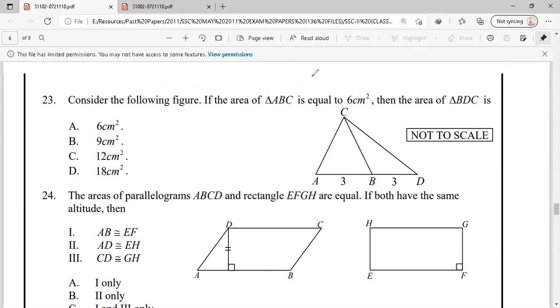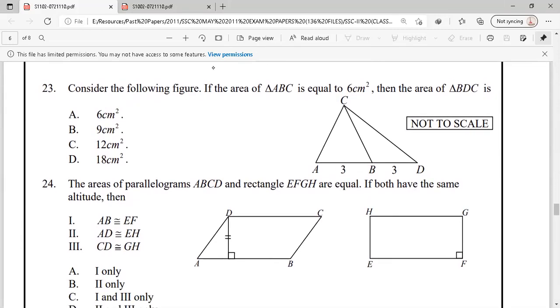Let's come to question number 23. Consider the diagram in which the area of triangle ABC is 6 centimeters square, and we have to find the area of BDC.